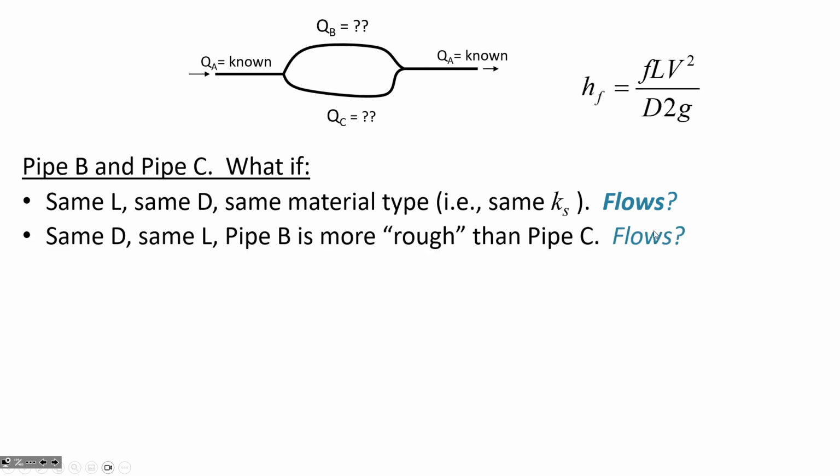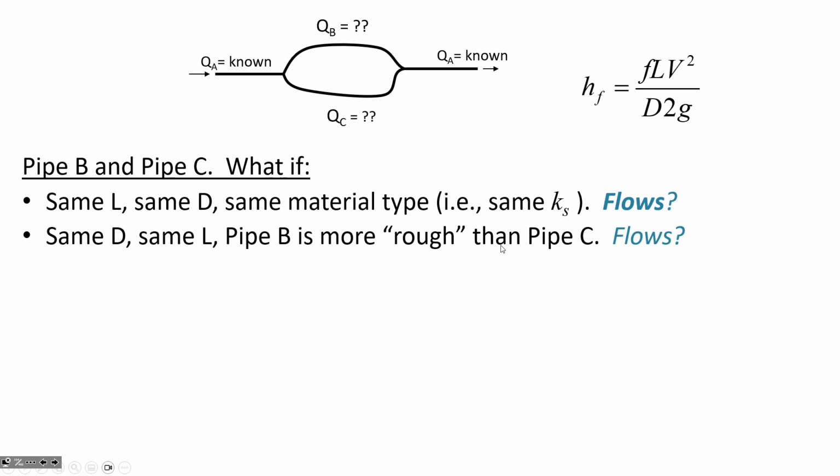Okay, good. Now what if they both have the same diameters, the same pipe length, but then B is more rough? So which would have more flow if pipe B was the rough pipe? Let's say it's cast iron, whereas pipe C is plastic. So which pipe would have more flow if pipe B is more rough?